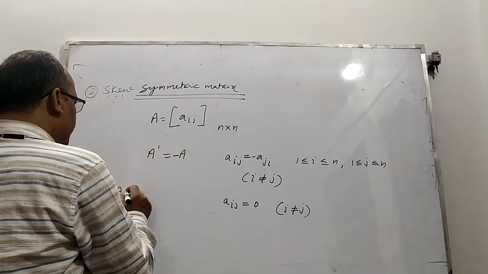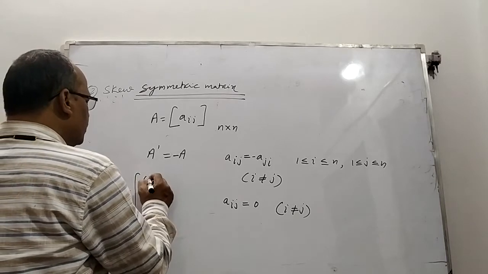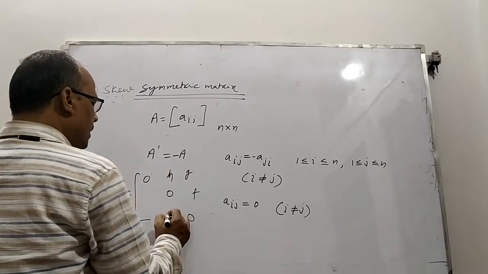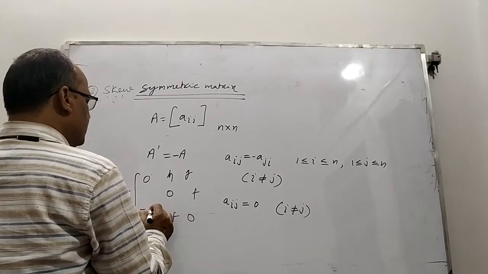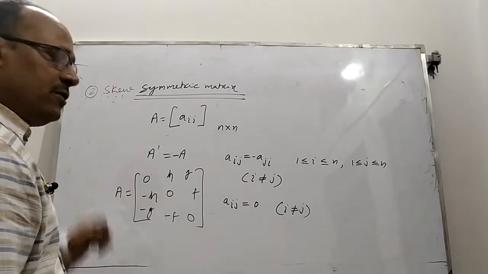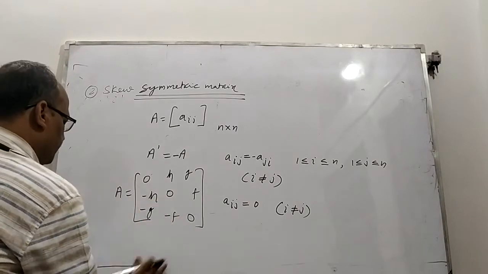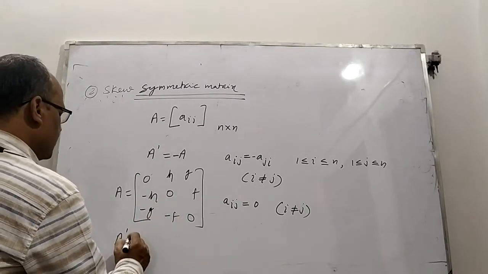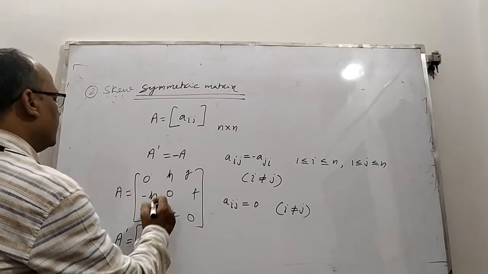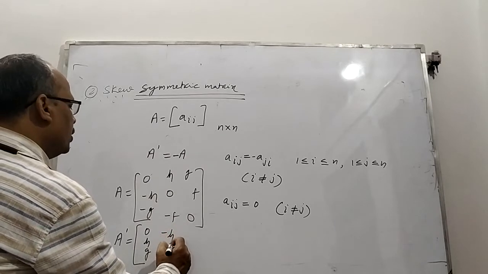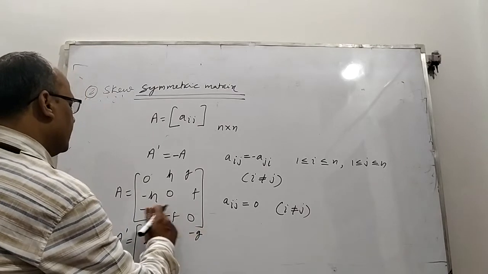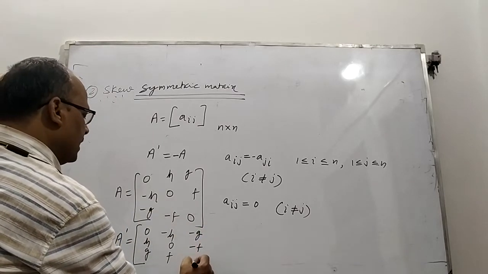Just you can see, this is the A matrix: 0, 0, 0, F, G, H, minus F, minus G, and minus H. Correct? If you transpose this, then you get 0, H, G, minus H, 0, F, minus G, minus F and 0.